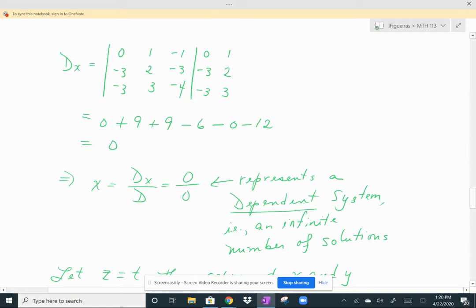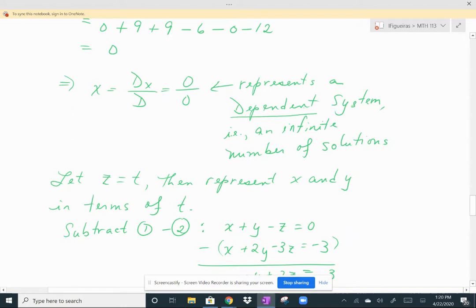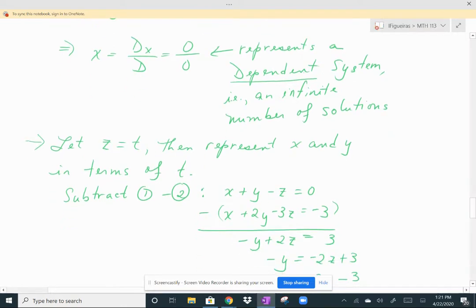So the tricky part about dependent systems is knowing how to present them. So there's lots of ways to do this. I'm going to do something that's consistent with what the homework is expecting you to do. So we're going to let z equal some number t, and t could be anything. Then we're going to represent x and y in terms of t. So we'll have to do a little bit of algebra to do that. So in order to express x and y in terms of t, you're going to have to eliminate one of the variables so that you can solve for one variable in terms of z, and then we know that z is equal to t, because that's just something that we're going to assume.